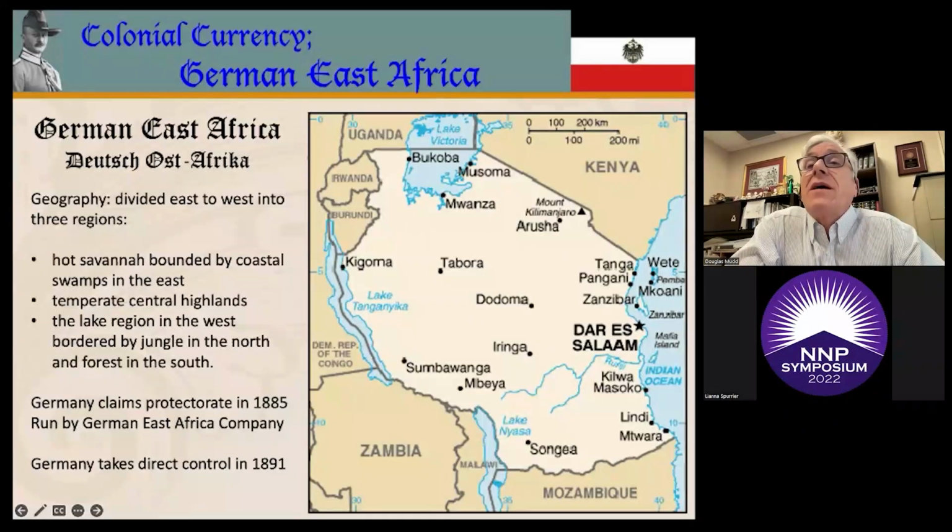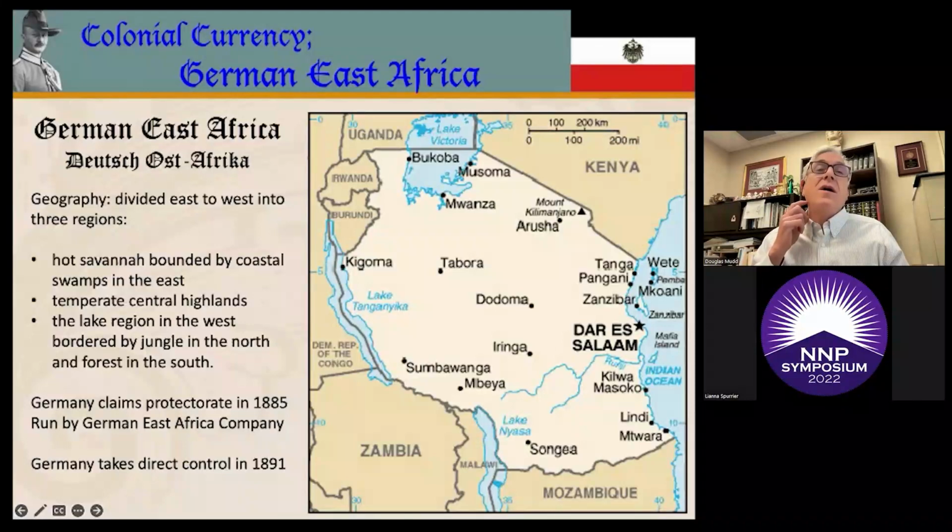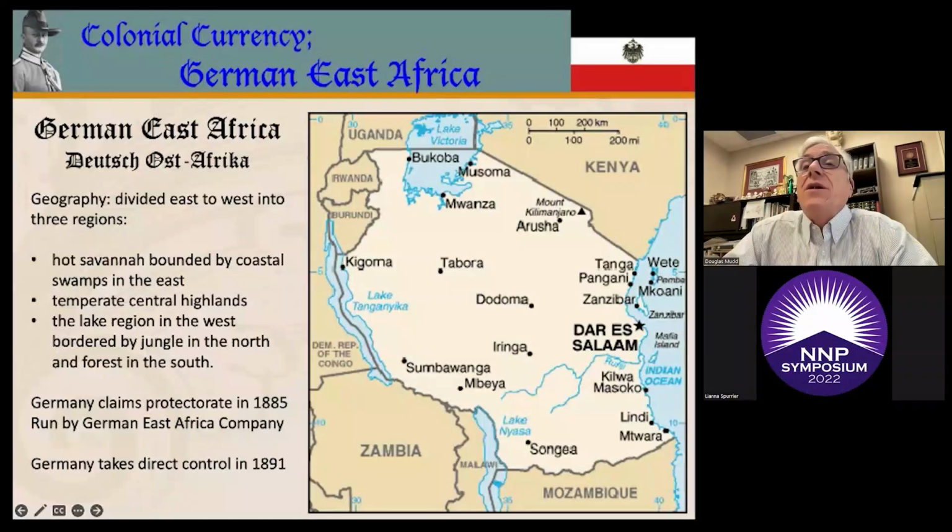These claims were eventually recognized when a joint British and German agreement was reached to end the Sultan of Zanzibar's claim within German East Africa.